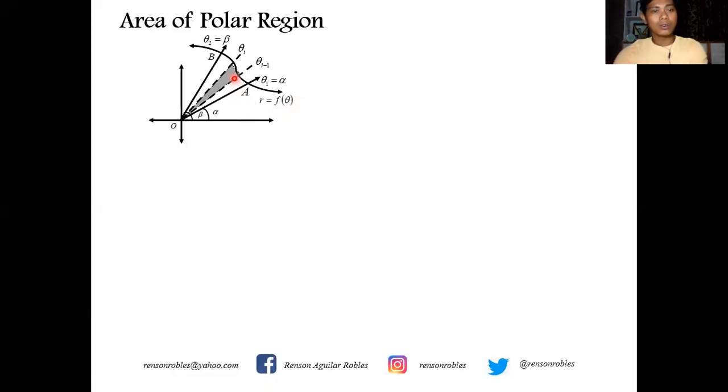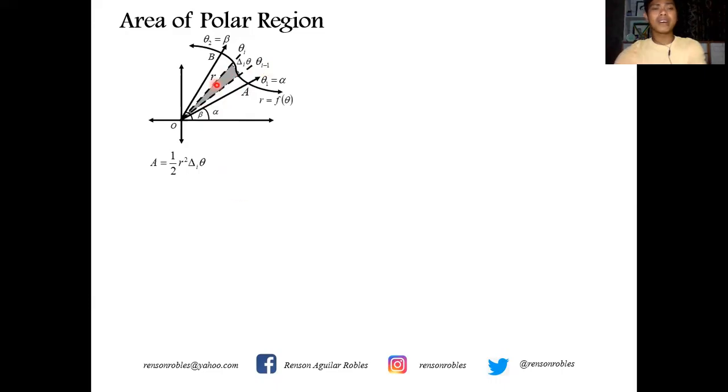The angle between the lines theta sub i minus 1 and theta sub i is denoted by delta sub i theta, and this is a sector with radius equal to r. We recall that the area of a sector is defined by 1/2 r squared theta. So in this case, the area of this sector is given by 1/2 r squared delta sub i theta.